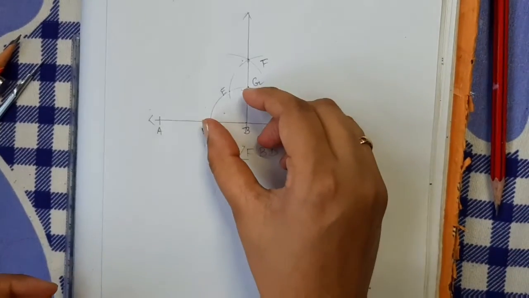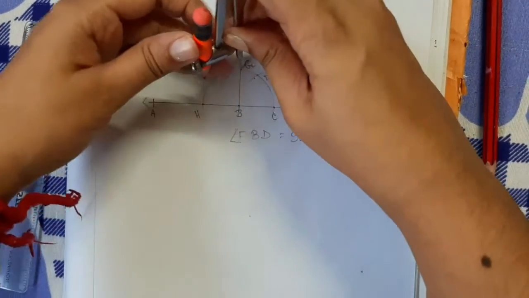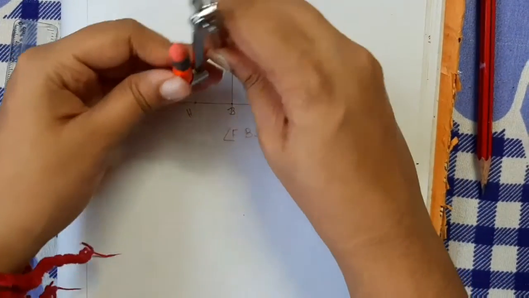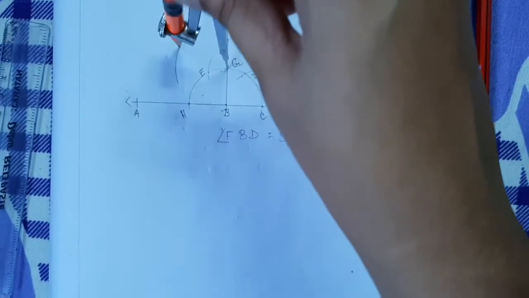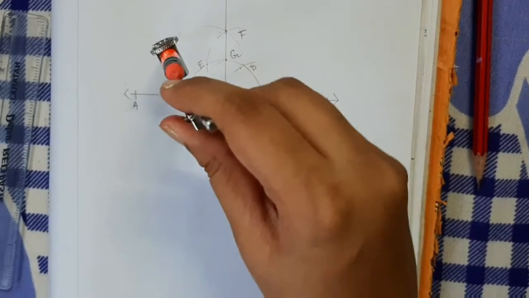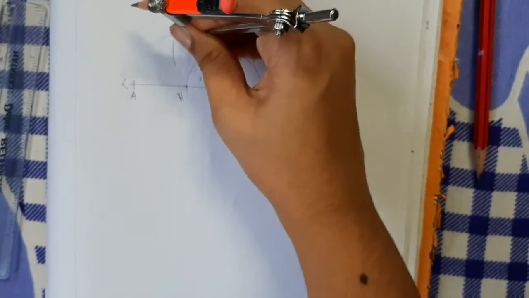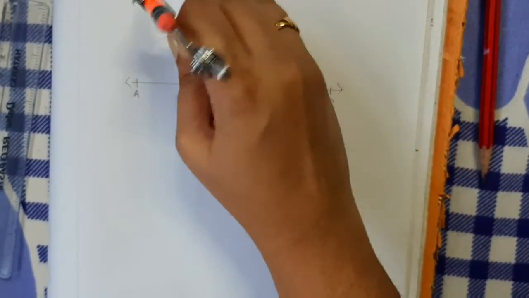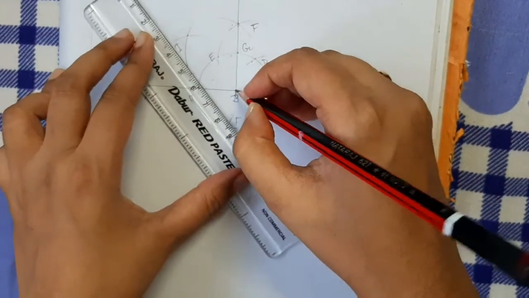Now we'll bisect this GH arc, okay, in the left hand side. So take the measurement of GH here. As you can see, I am taking this GH measurement. Take GH measurement and cut an arc in this side. Without changing this radius, point it at H and intersect the previous arc. Consider these two arcs intersect at the point I. Okay, join this I with B.